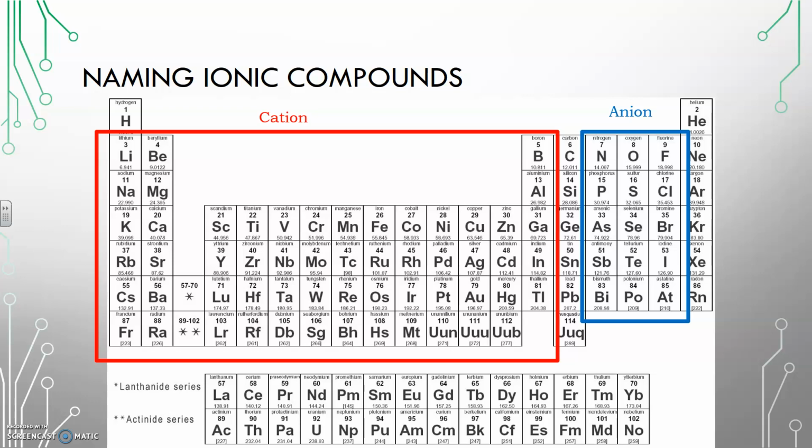So what charge does a cation form again? It forms your positive charge, and your anion is your negative.